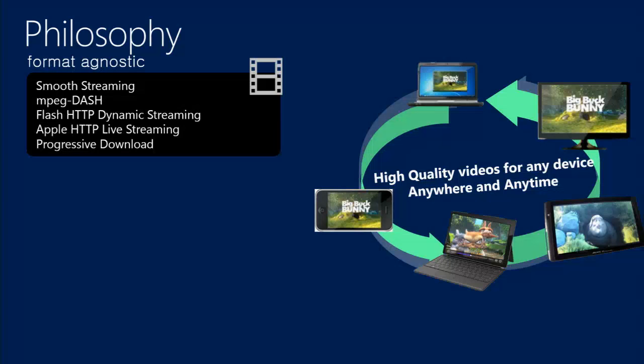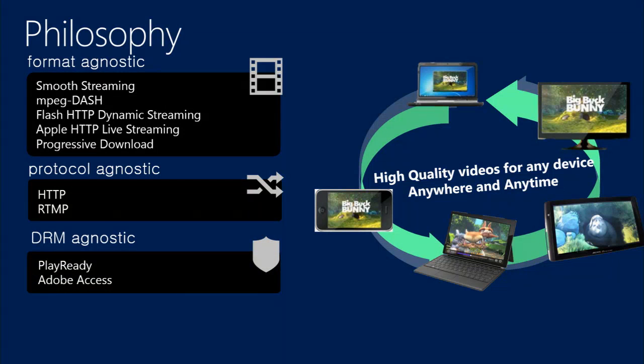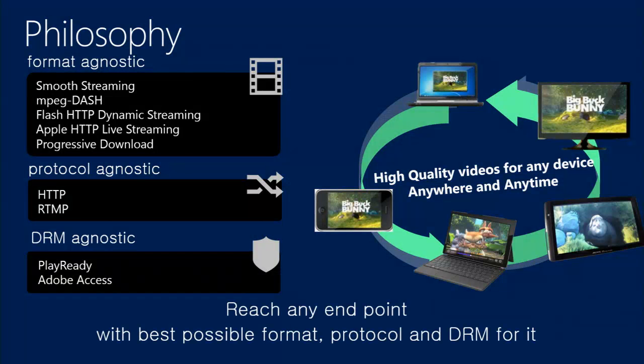That we want to provide all the popular adaptive streaming formats to you. And also, we try to be protocol agnostic. We currently support HTTP, but we are adding RTMP pretty soon for our service as well, so that you can do a Flash streaming service. And we try to be DRM agnostic. PlayReady is already supported by our service, and we try to add Adobe Access as well if you are using Adobe Access to protect your content. And lastly, we really try to help you reach any endpoint with the best possible format, protocol, and DRM for it. That's the thing we always bear in mind when we build a service.